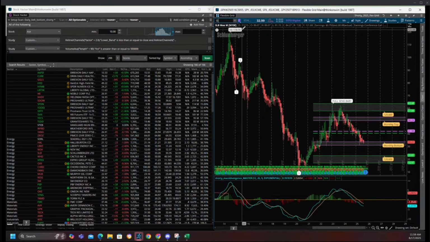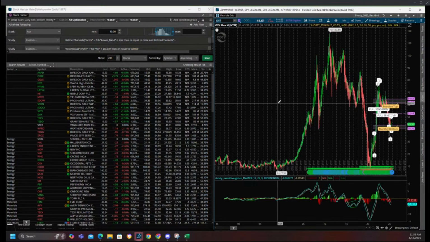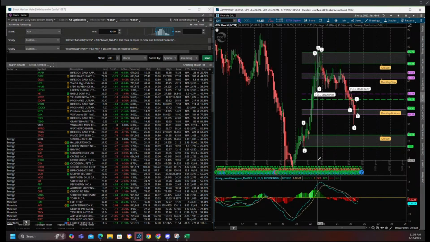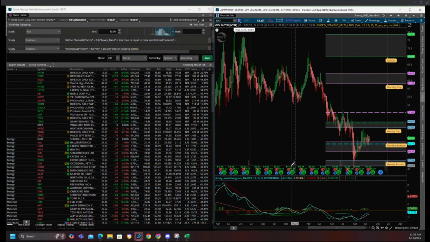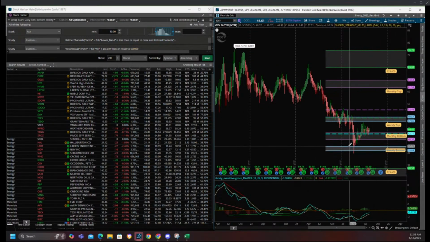Oxy, I think some of you guys might have that in your portfolio. Okay, this one looks interesting. Okay, this is exactly what you want from the setup standpoint. Does anyone know what happened here in terms of the setups that we use for the clouds? What happened?